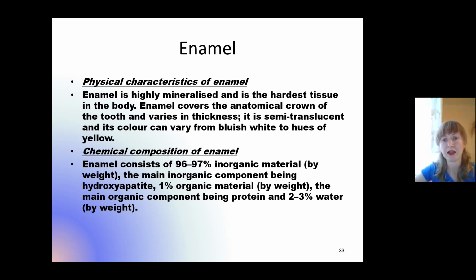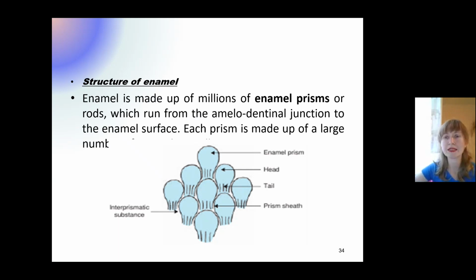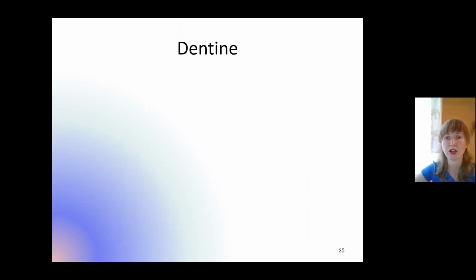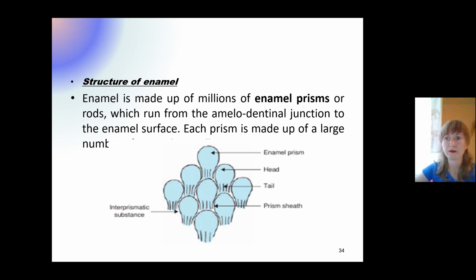Chemical composition of enamel. It consists of 96-97% inorganic material by weight, the main inorganic component being hydroxyapatite, 1% organic material by weight, the main organic component being protein, and 2-3% water by weight. Enamel is made up of millions of enamel prisms or rods, which run from the amelodentinal junction to the enamel surface. Each prism is made up of a large number of enamel crystals. A prism has a head, tail, and prism sheet, and of course interprismatic substance.